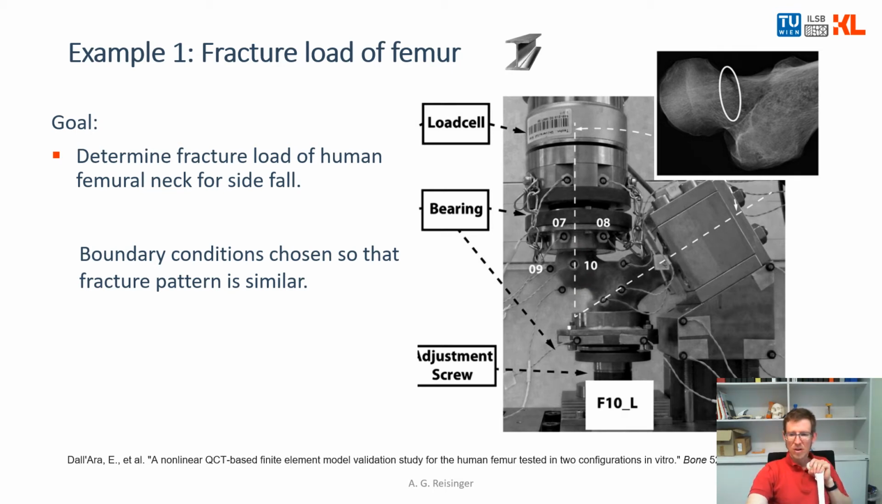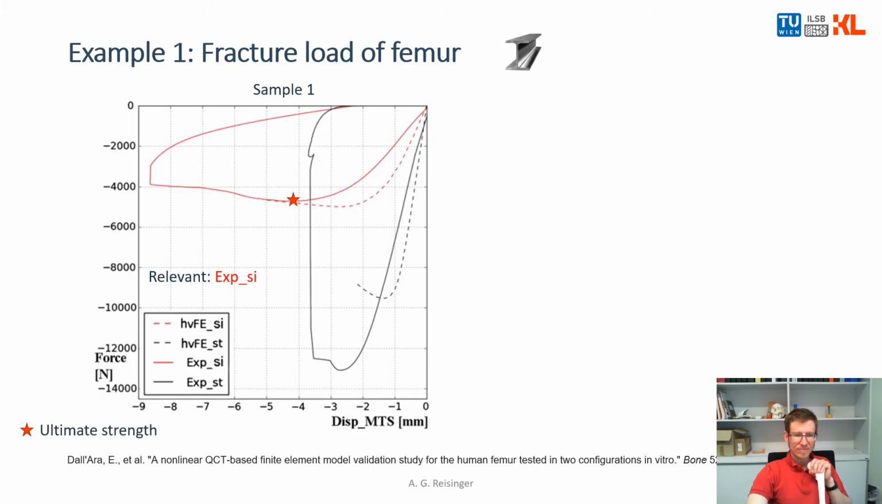Let's have a look at the results. In this plot, I will show you plots of two samples. This is sample number 1. Please only look at the red line here. Forget the other lines; the other lines are simulations and different things. The actual experiment on the real sample in side fall conditions is this X underline SI line. This is the red line.